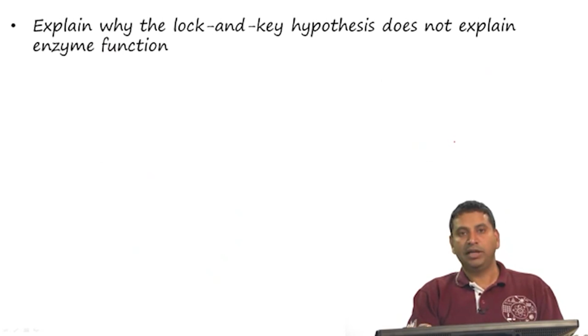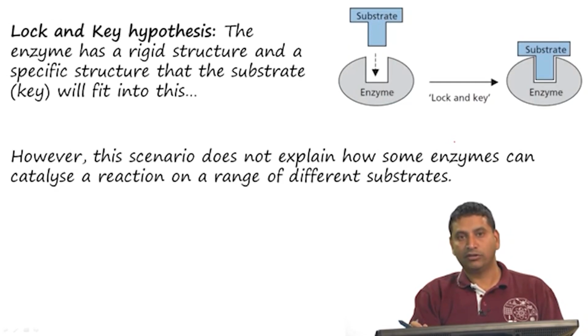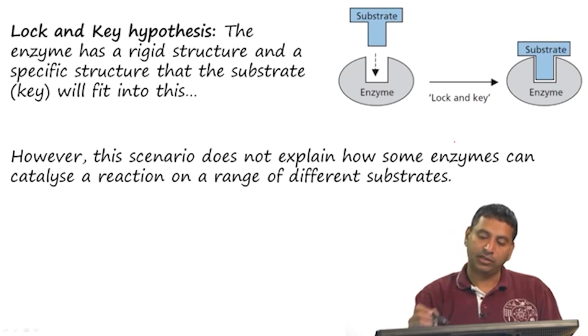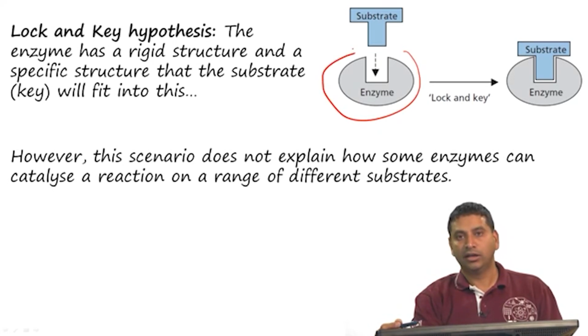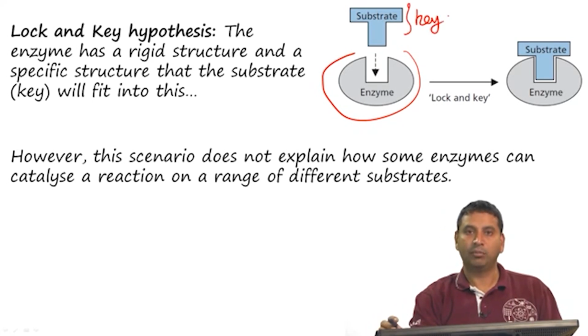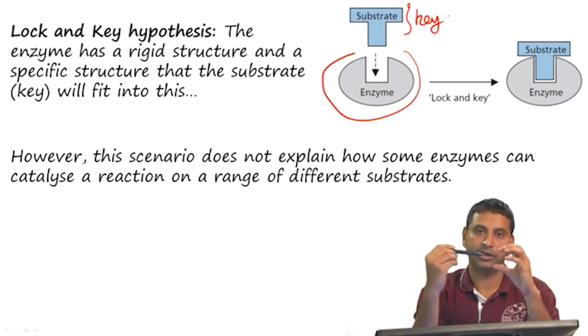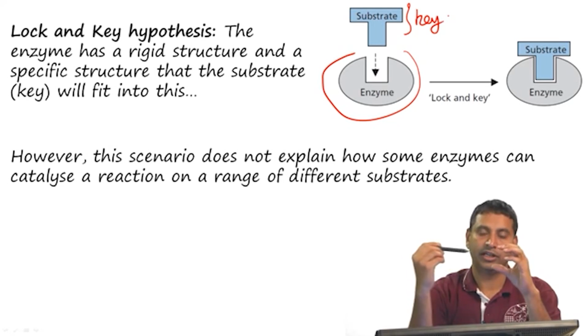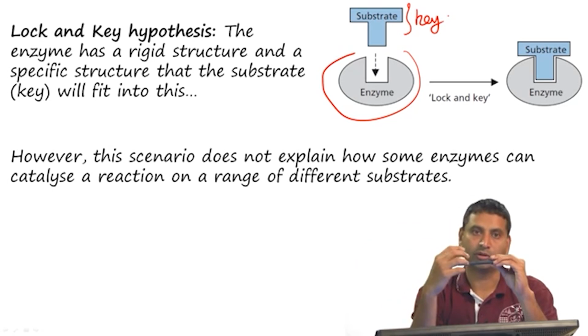Next question is, explain why the lock and key hypothesis does not explain enzyme function. Okay. So, in order to understand this, let us look at what the lock and key hypothesis is. The lock and key hypothesis is nothing but the enzyme has a surface or an area where the substrate, which is the key, will come and bind to it. And since the lock and the key have very well paired shapes, the key can go in and interact with the lock and maybe there it binds and then it is going to turn over.